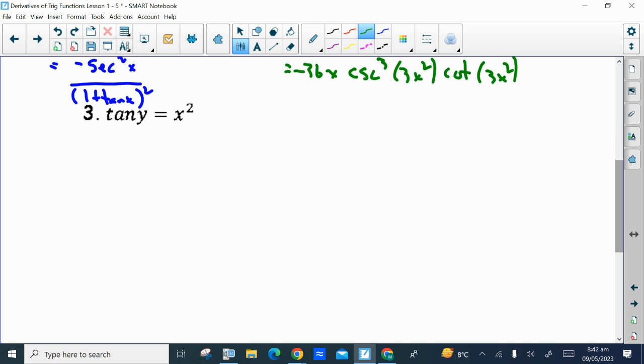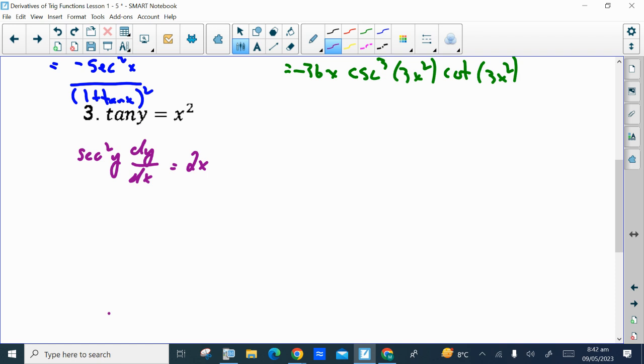Number 3, notice we have a variable of y there, which means we have to use implicit differentiation. So when you differentiate tan of y, the derivative of tan is sec squared y. And remember, whenever you're using implicit differentiation, you also multiply by the derivative of what's inside the brackets. That would be the derivative of y with respect to x, which gives you dy by dx. And on the right side, when you differentiate that, you'll just get 2x.